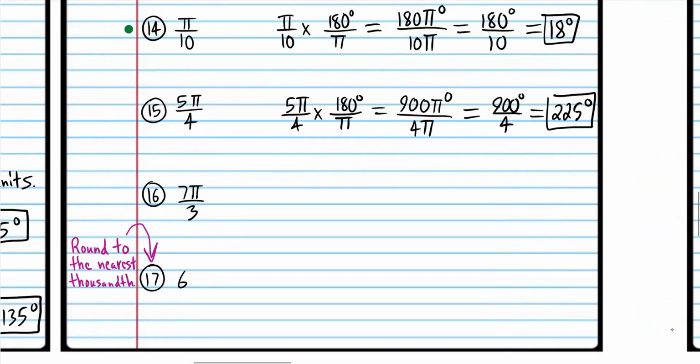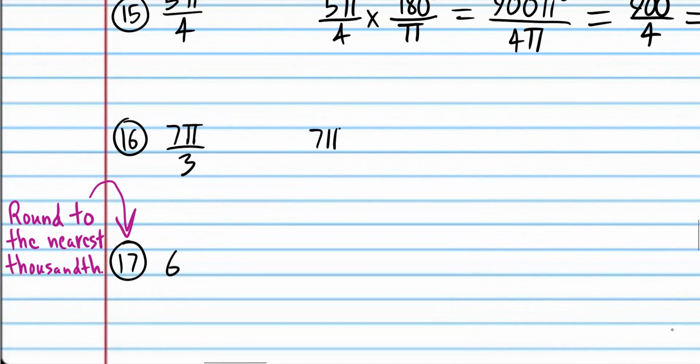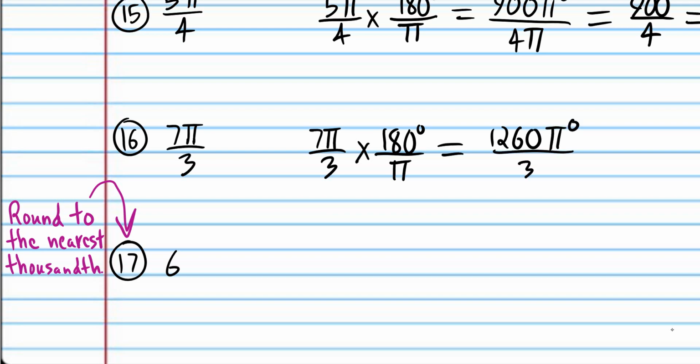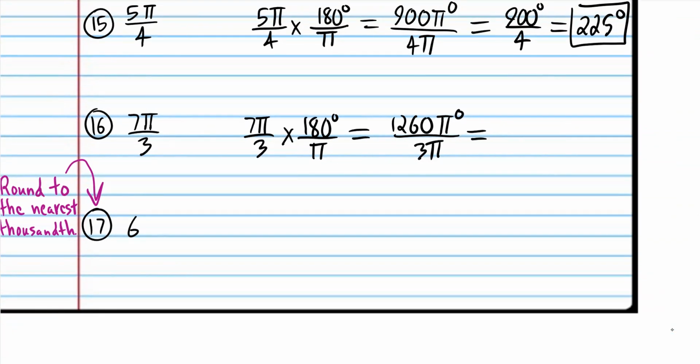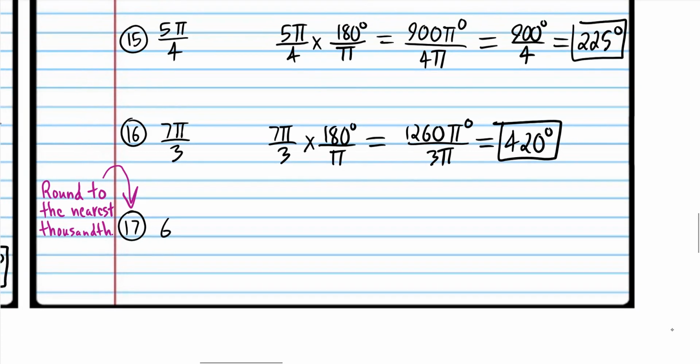All right, we're back. So 7 pi over 3 radians converted to degrees is going to be 180 times 7 is 1260 pi degrees over 3 pi. The pi's obviously cancel out, and 1260 divided by 3 is 420. So we have 420 degrees. So if you got that right, perfect.